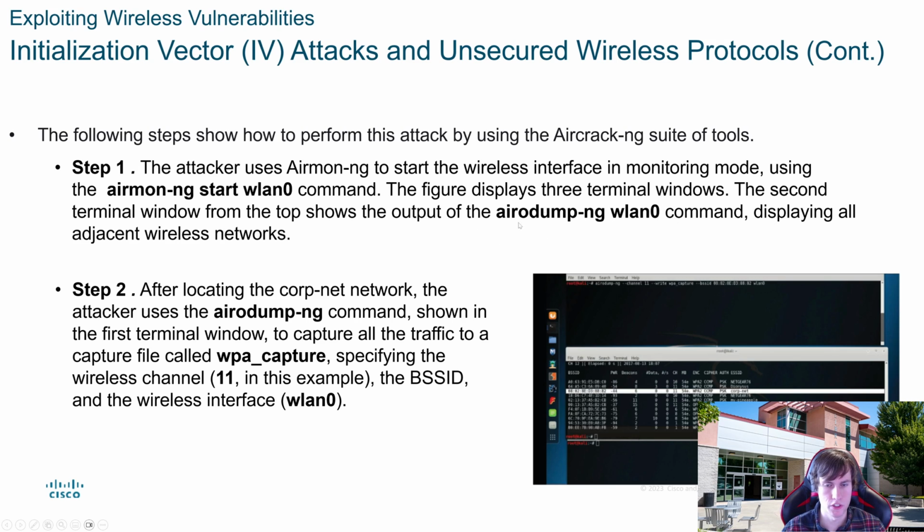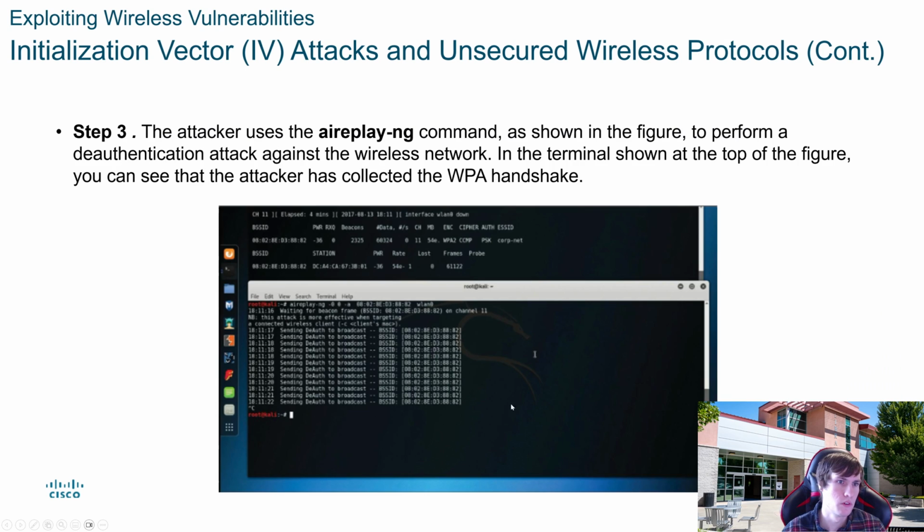This is what we're going to eventually use to crack. And then after locating the CorpNet network, we've listened to this interface with airmon, right? We figured out what the SSID is. We capture all of it here from the dump. And then obviously we're choosing channel 11, and then we're choosing the WLAN interface, so moving forward.